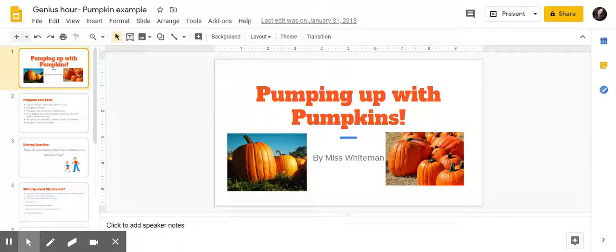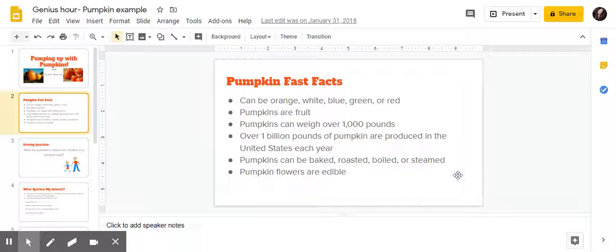So here you see I have a title page, Pumping Up with Pumpkins. I used a little bit of alliteration in this title. And then, of course, I put my name, by Miss Whiteman. Looking at my next slide, my project was on pumpkins. And I did this a few years ago as an example for some of my past students.